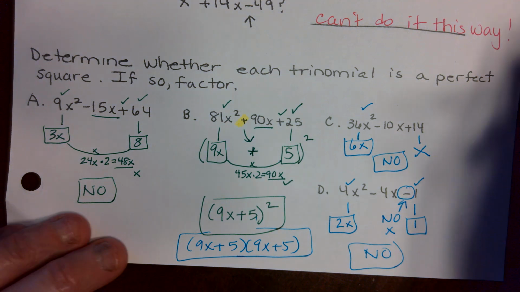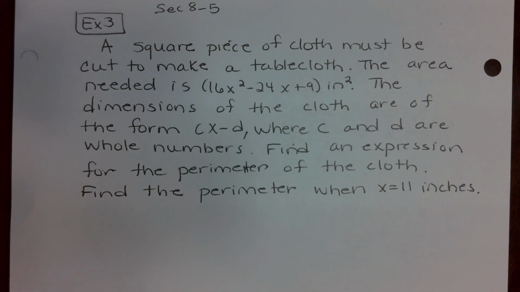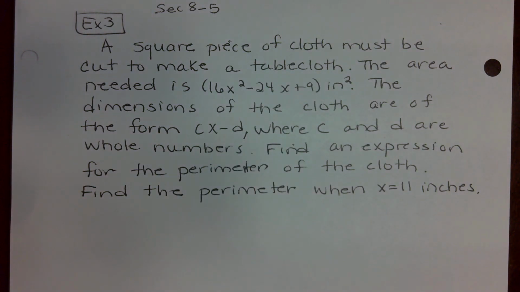All right, there is one more problem, and I believe it's on the back. So let's take a look at the word problem here. Those are always the best. A square piece of cloth must be cut to make a tablecloth. The area needed is 16x squared minus 24x plus 9 inches squared. The dimensions of the cloth are in the form cx minus d, where c and d are whole numbers. Find an expression for the perimeter of the cloth, and find the perimeter when x is 11.